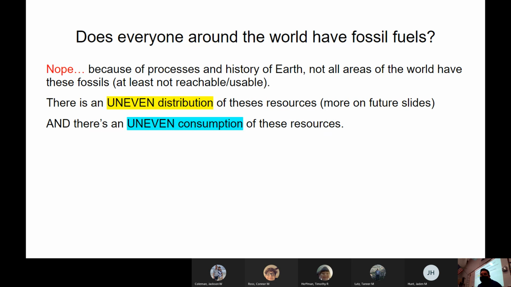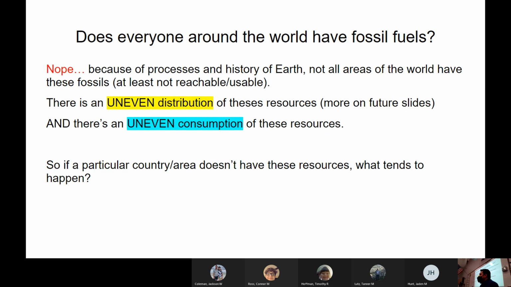Okay? So as you can imagine, if a particular country or a particular area does not have resources, what do they have to do? What would you do if you did not have resources? Yeah. What would be something peaceful you could do if you need resources? You go over to your neighbor's house and say, "Hey, I don't have any toilet paper." What are some things you could do at your neighbor's house?